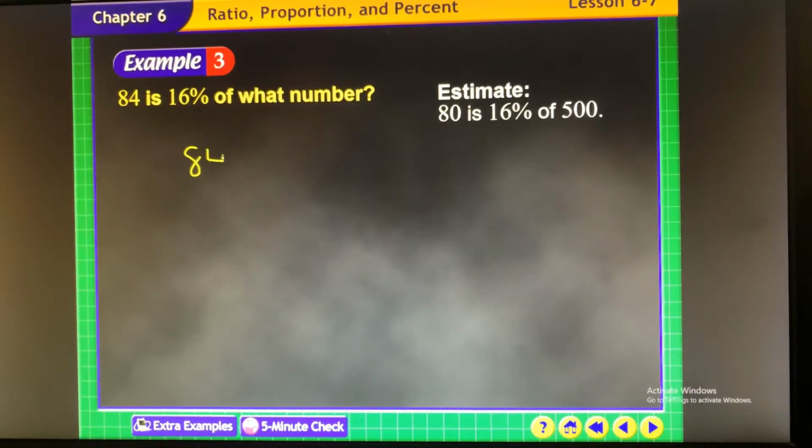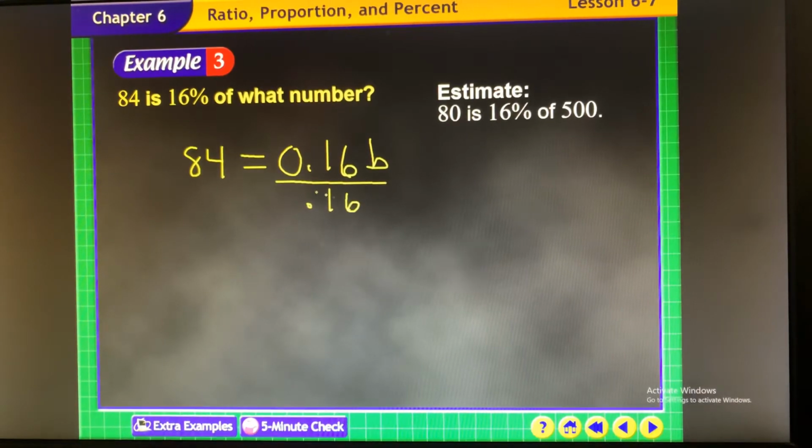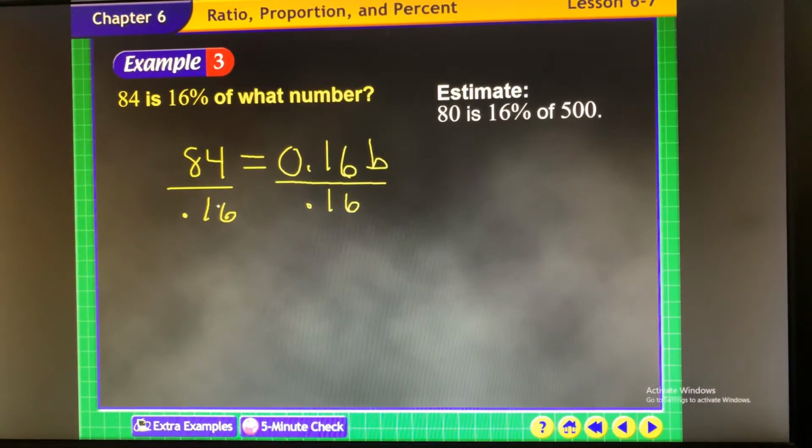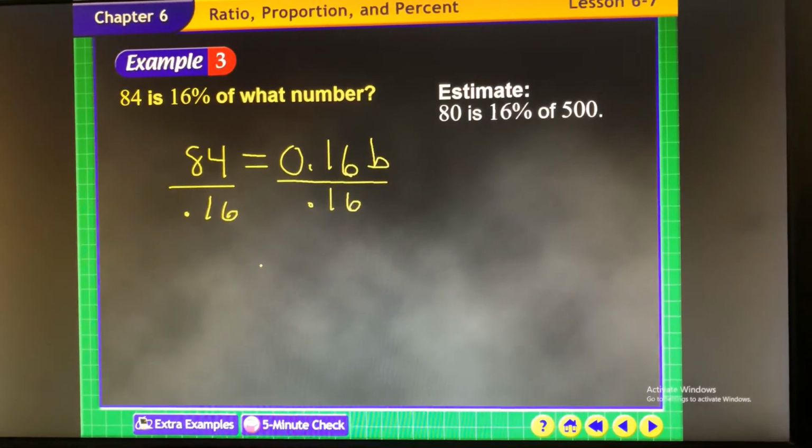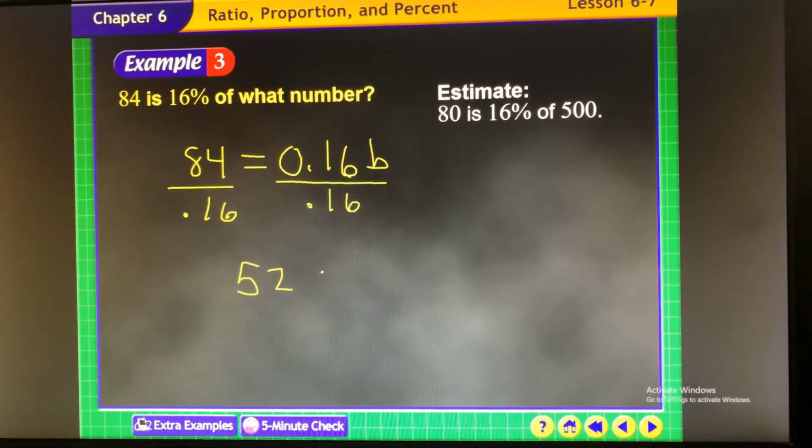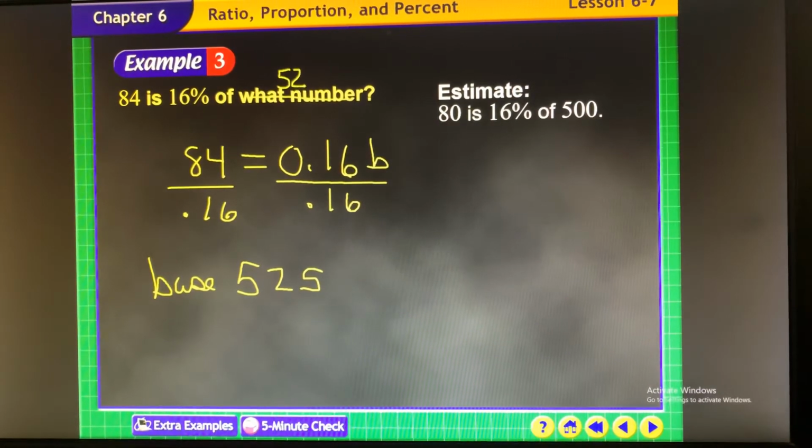84 is the part. I have the percentage as a decimal. I'm looking for the base this time. So I'm going to go ahead and divide both sides by 16 hundredths. So 84 divided by 16 hundredths, and you're going to get 525. That's your base. So 84 is 16% of 525.